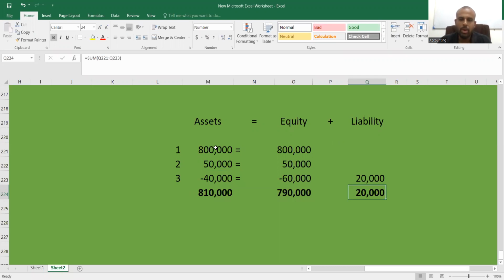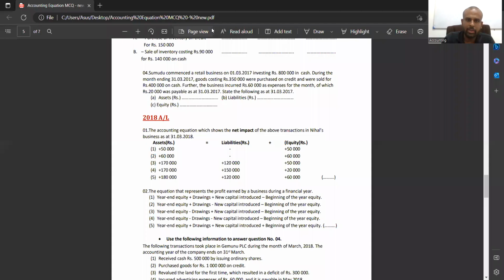Okay. This is all about the 2017 A-level paper question. Right. Okay. Complete your answer.